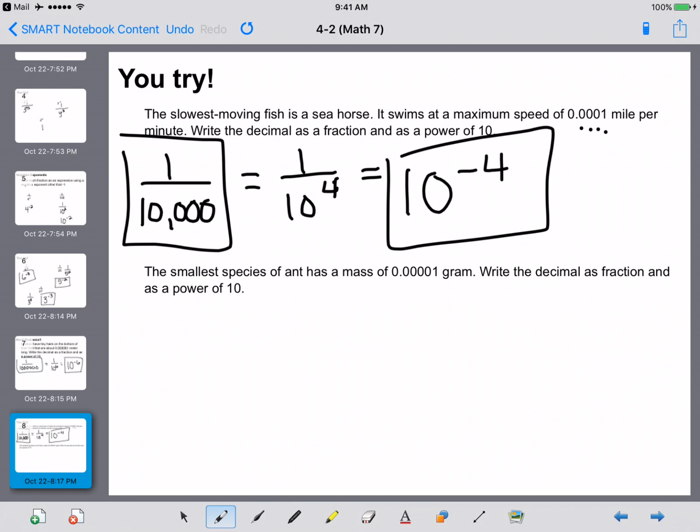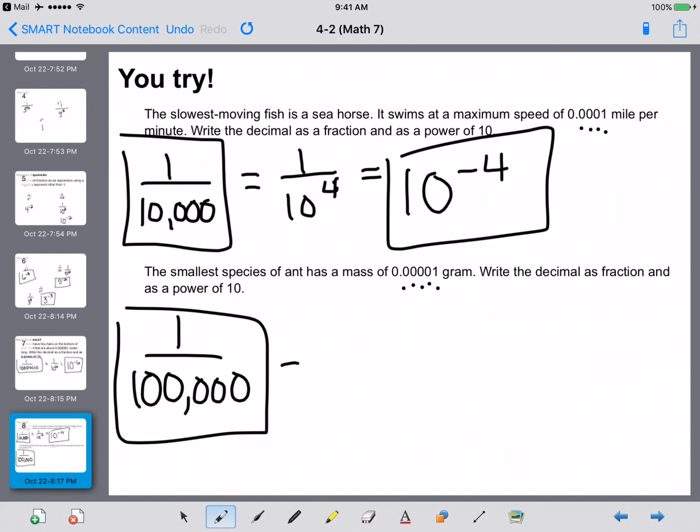And last one says the smallest species of ant has a mass of 0.00001 gram. Write the decimal as a fraction and as a power of 10. So we've got 1 over tens, hundreds, thousands, 10,000s, 100,000s. So we've got 1/100,000th. There's our fraction. That's the same thing as 1 over 10 to the 5th. Turn that into a power of 10 by having 10. Turn our 1 over into a negative exponent, 5.